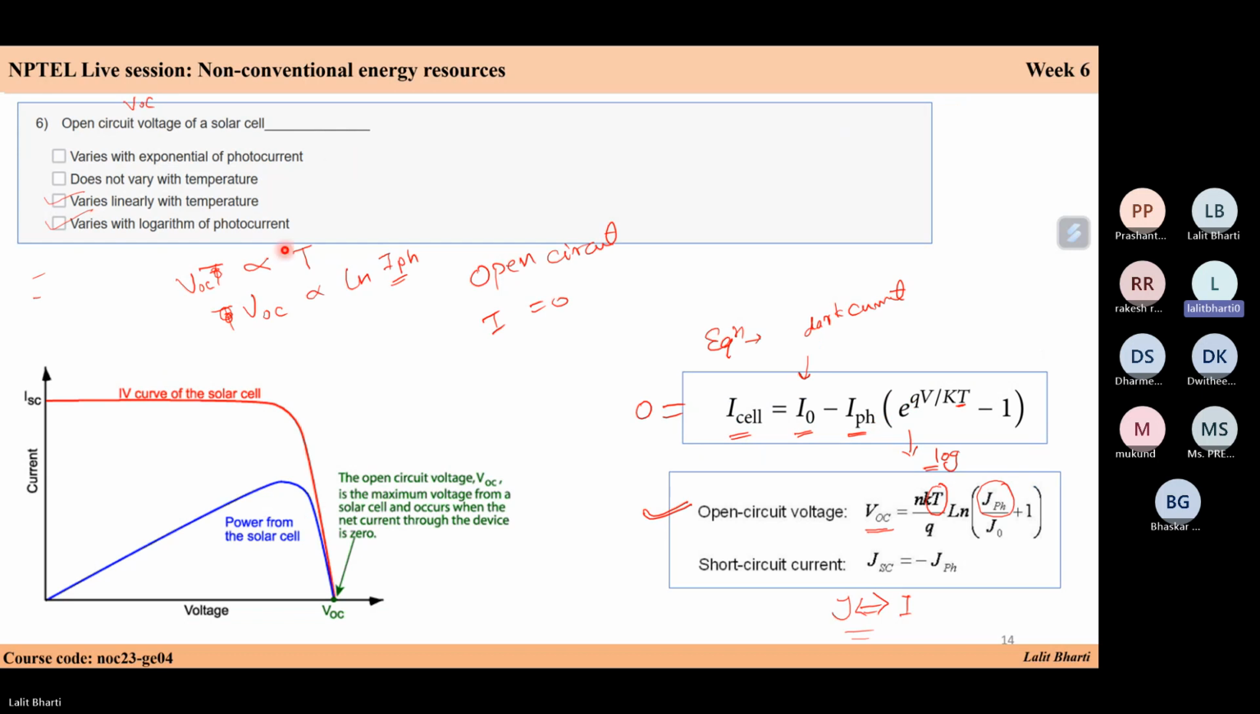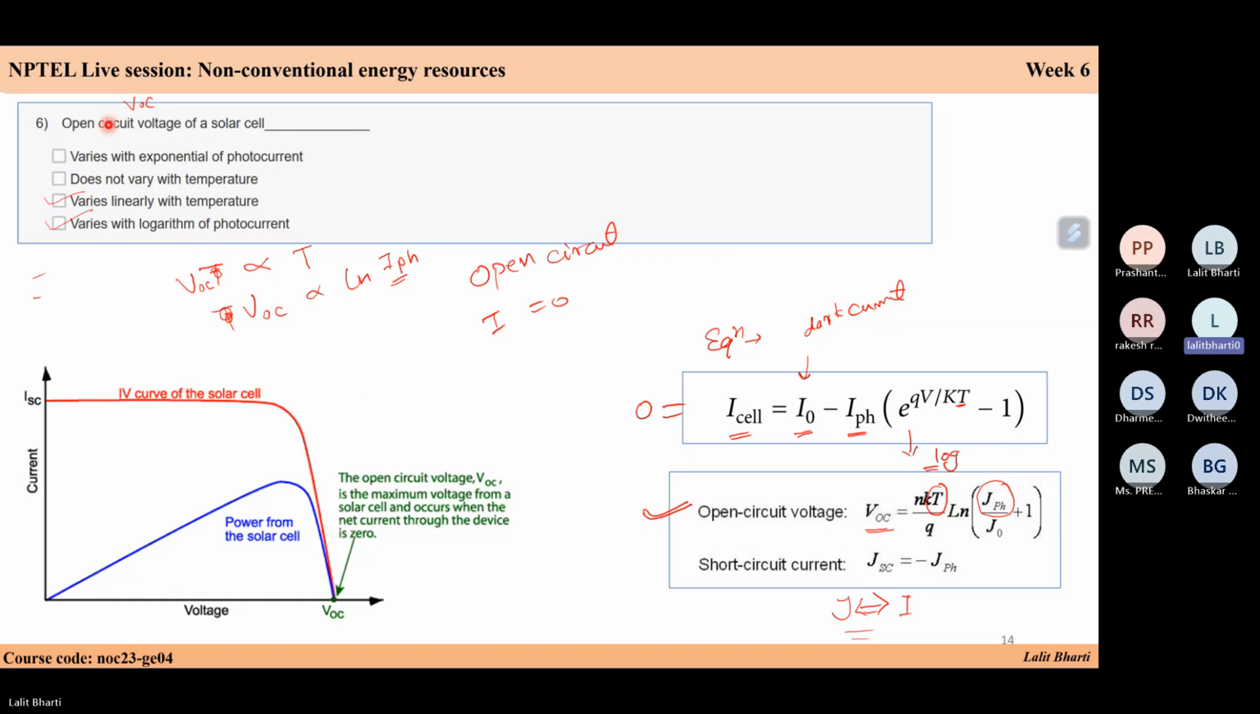Then we have these four statements on the VOC. So we need to correlate VOC, or the open circuit voltage, with the temperature and the photocurrent. So this is the current equation for a solar cell. I cell, the total current from the cell, is equal to I naught, which is the dark current, minus IPH, where IPH is the photocurrent, times e to the power QV by KT minus 1.